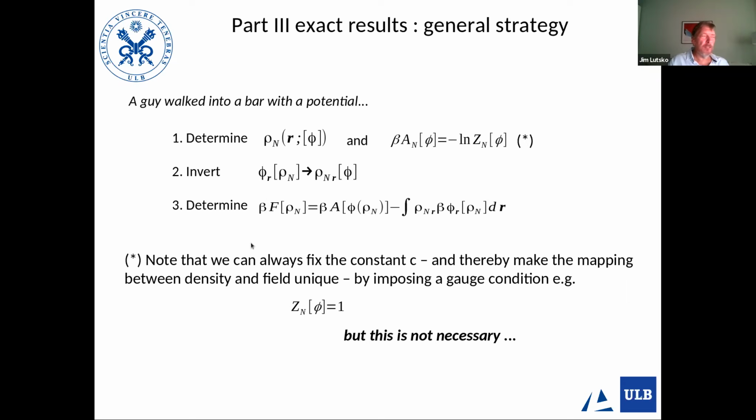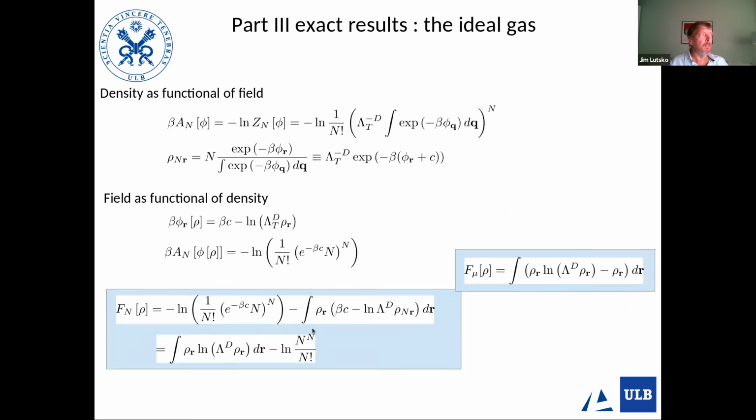This is the strategy. It's the same strategy in the canonical and grand canonical ensemble. And then here I note this thing which I mentioned on the previous slide, that you can always get rid of this constant floating around by imposing some sort of gauge condition. But in fact, this is not necessary, as you'll see in a minute. You can just live with the constant and it changes nothing.